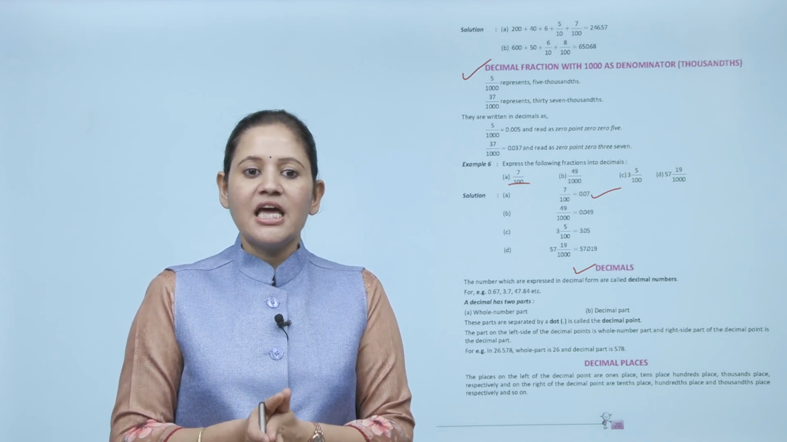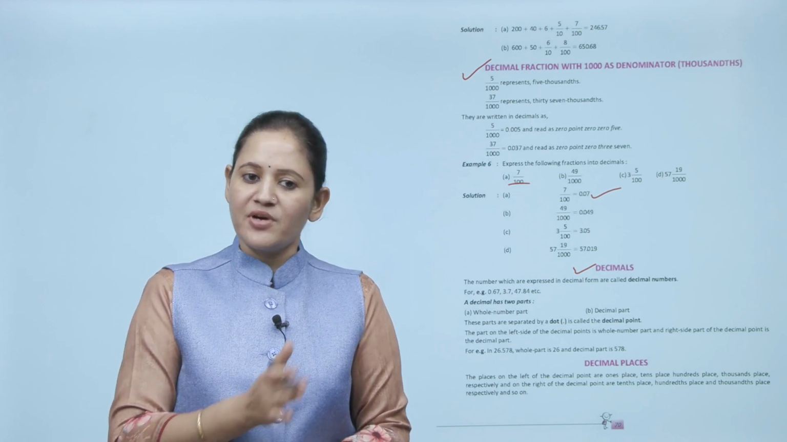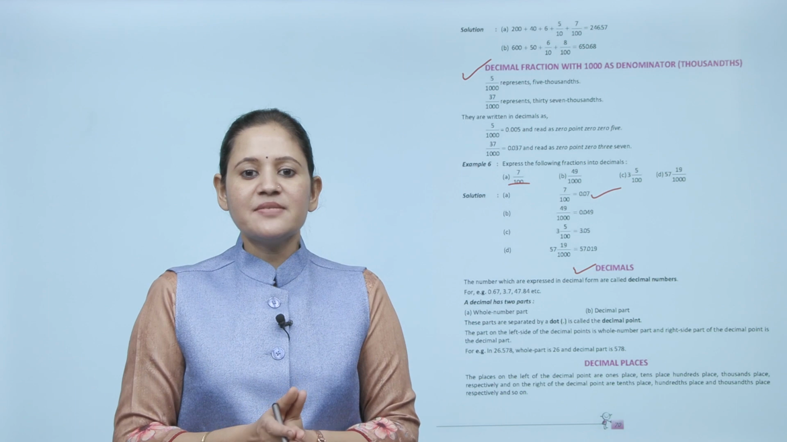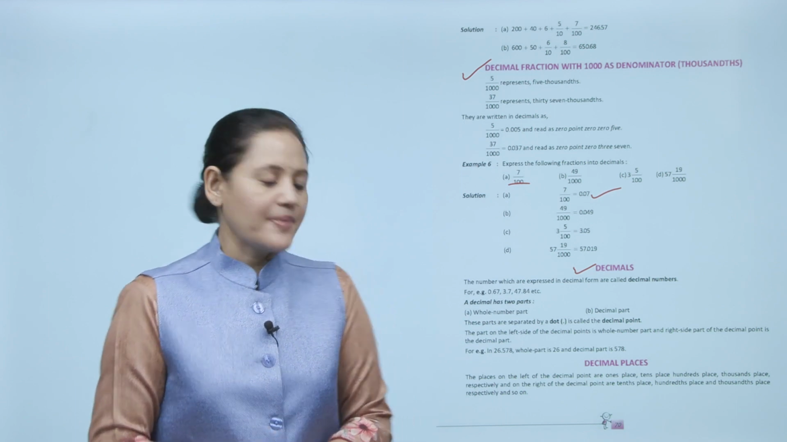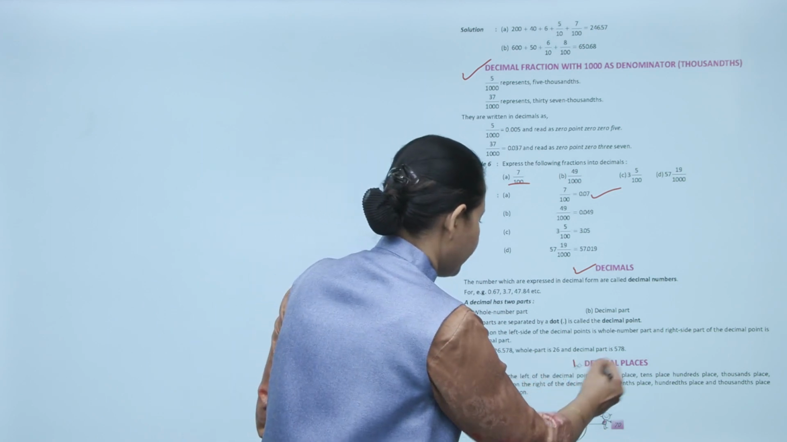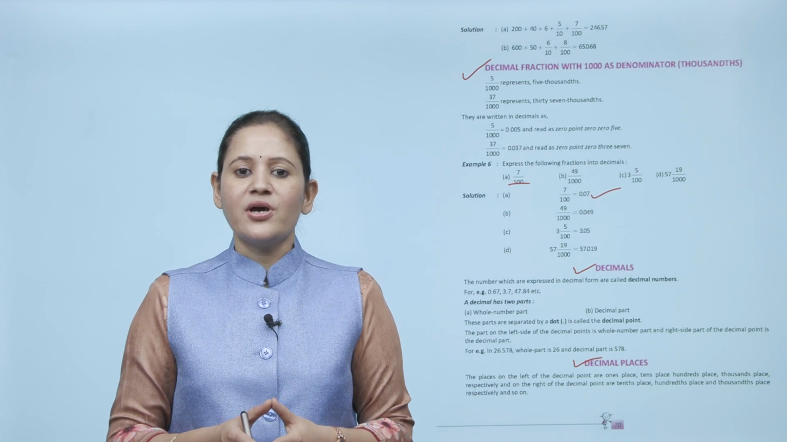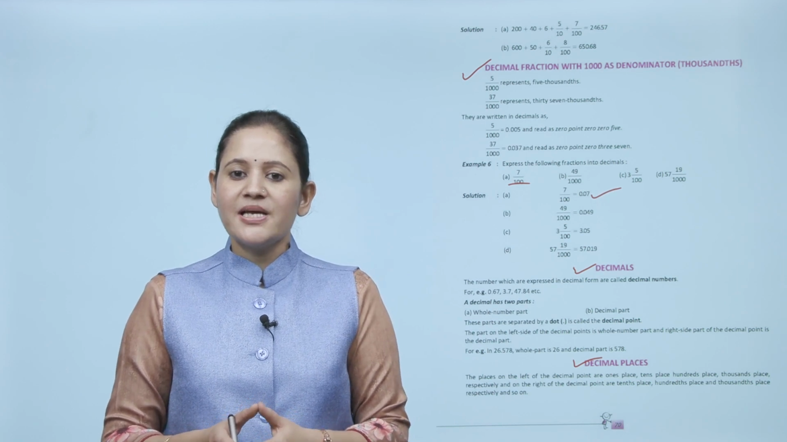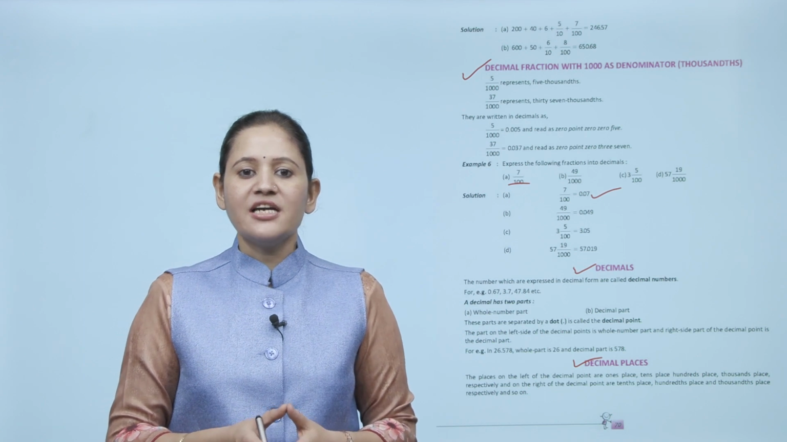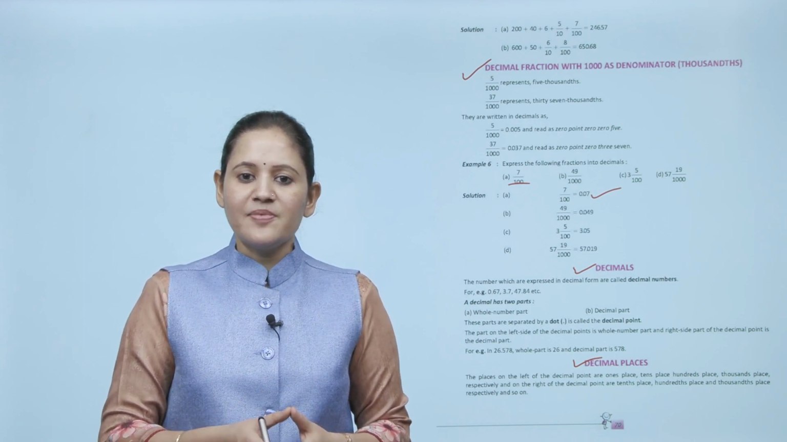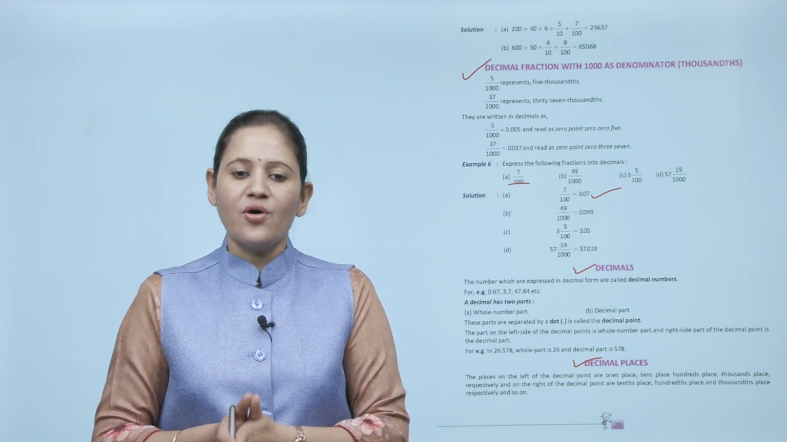For example, in 26.578, the whole part is 26 and the decimal part is 578. Clear? Next, decimal place. The places on the left of the decimal point are ones place, tens place, hundreds place and thousands place respectively, and on the right of the decimal point are tenths place, hundredths place and thousandths place respectively, and so on.